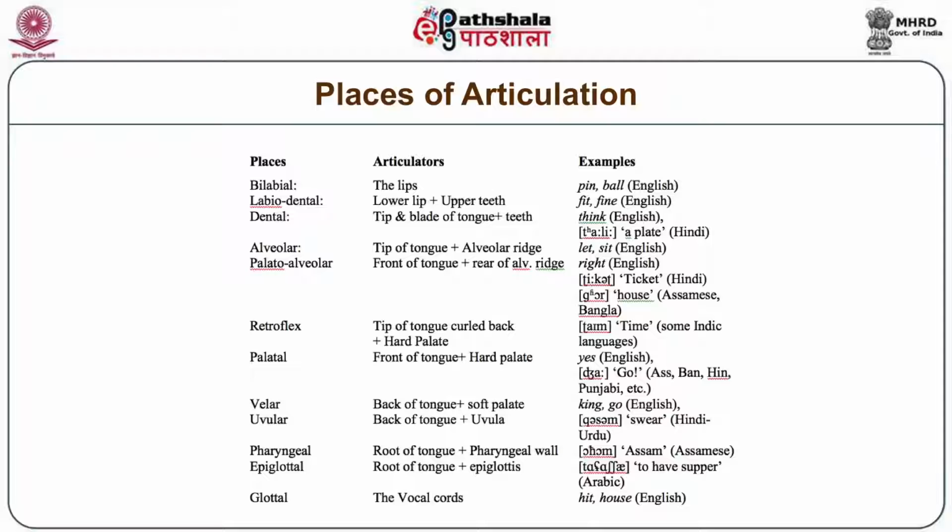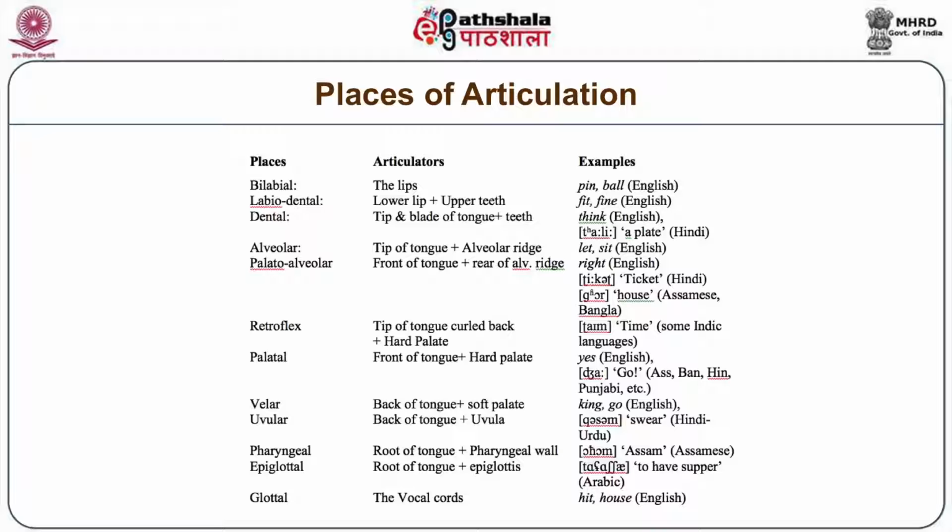As you go through the list of the places of articulation, you will notice there to be 3 columns. One, the names of the places of articulation. 2, the articulators involved in producing these places of articulation, and 3, examples of speech sounds for each of those places of articulation from English and from some Indic languages.